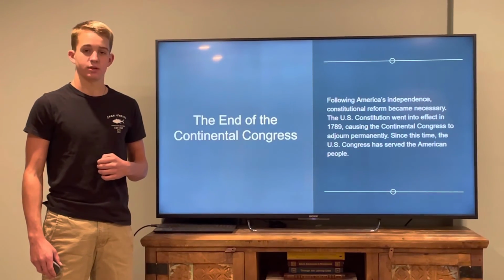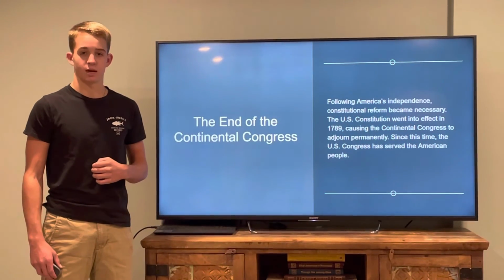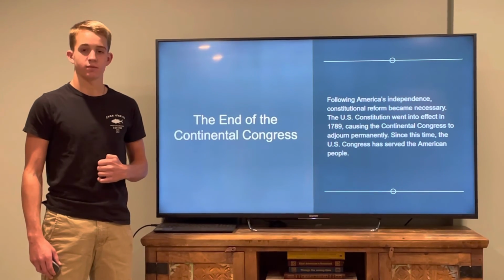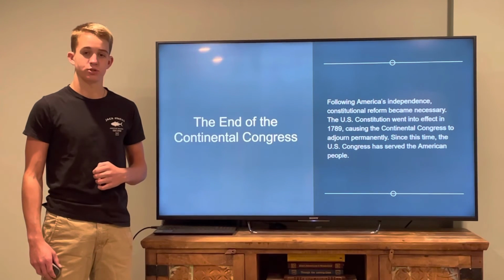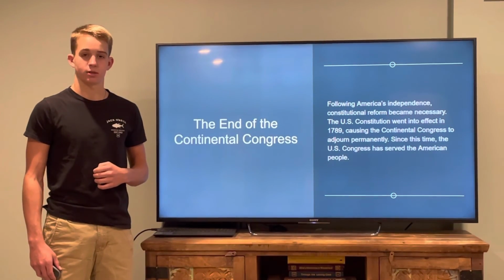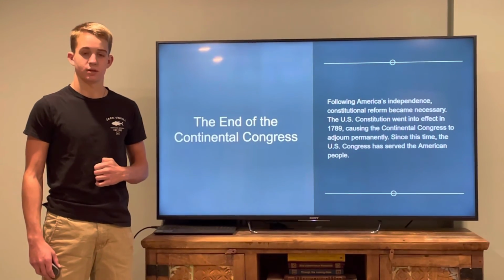Following the War for Independence, the Articles of the Confederation were found to be obsolete in a time of peace. The Continental Congress met in 1787 to draft the U.S. Constitution. The U.S. Constitution went into effect in 1789, and the Continental Congress adjourned permanently to be replaced by the United States Congress, which meets today.